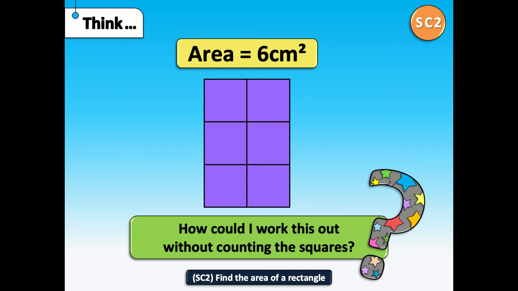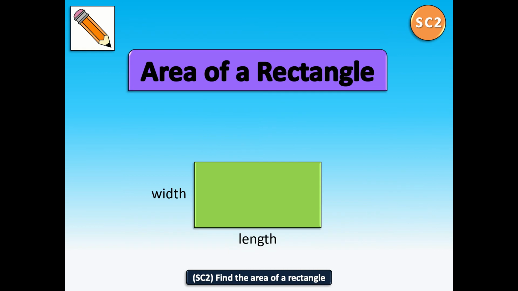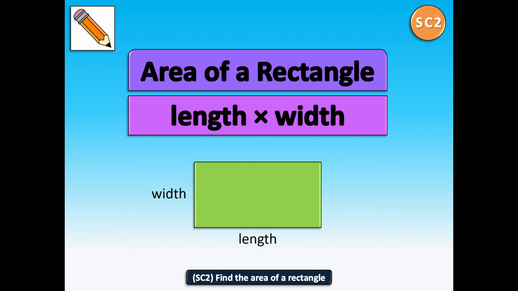But what about if I can't count the squares inside the shape? Well, if I can't count the squares, I need to work out the area by doing the length times the width, and that's how I find the area of a rectangle.